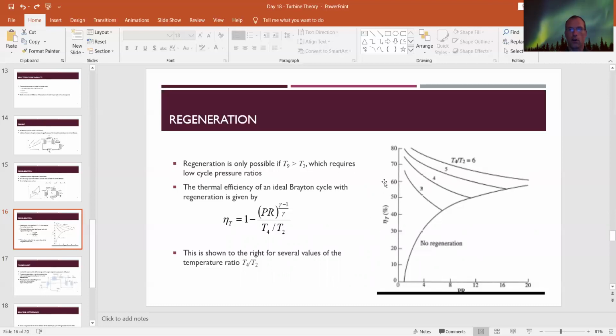Thermal efficiency, which is plotted on the y-axis, for the Brayton cycle with regeneration is given by this formula: 1 minus that pressure ratio to the gamma minus 1 over gamma power. So pressure ratio P3 over P2 to the gamma minus 1 over gamma. That's the same thing as temperature. So this is essentially T3 over T2 divided by T4 over T2 as my thermal efficiency. So again, shown to the right for several values of T4 over T2. As T4 over T2 increases, I get more thermal efficiency, as you can see from these lines. But again, they stop on this line where T3 equals T9, because regeneration is no longer possible beyond that.